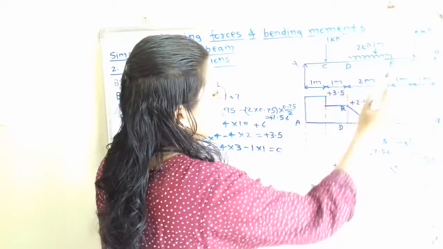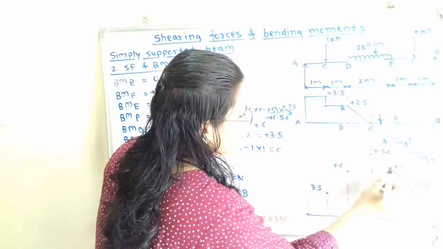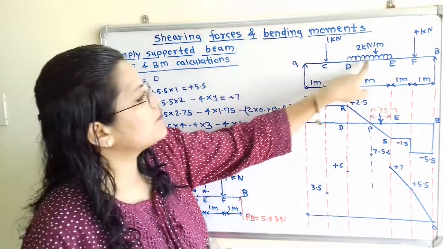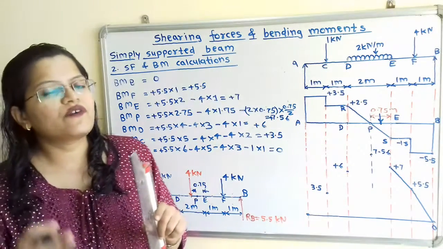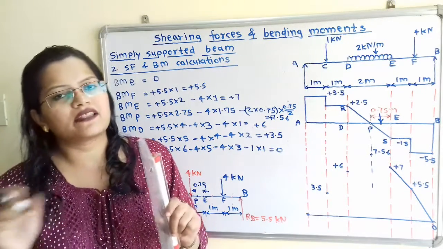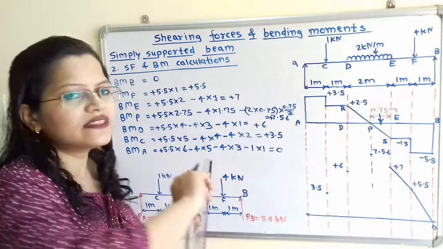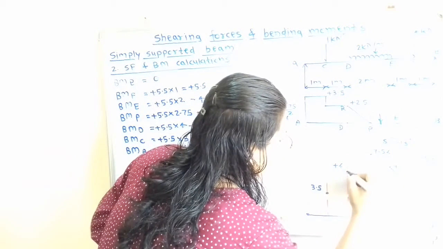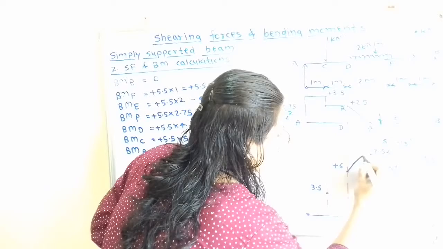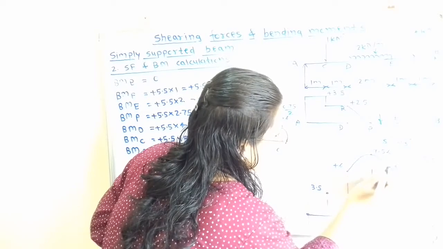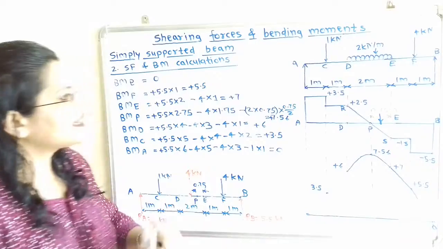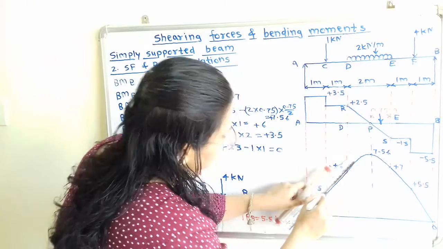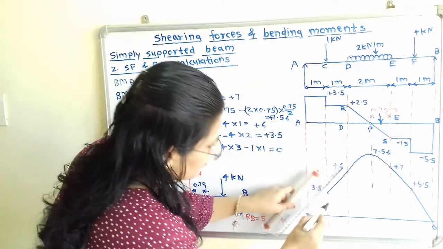Now next is D to E. So here is point D and here is point E. How to connect this? This is with a uniformly distributed load, and for a uniformly distributed load, it will follow the parabolic law. So we have to show it with a curve. So I will connect all these points with a curve. Then next is C to D. Here also with the point load, it will vary linearly, and then next A to C. It will also vary linearly.